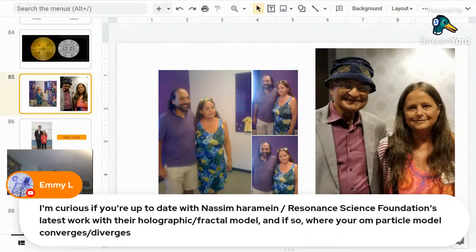Our models are not that different. He's taking a holographic geometric approach. His paper on the proton I thought was really interesting. I studied it and crunched the numbers, and the numbers worked out. Then he tried to do the same thing with the electron, but I haven't seen that paper yet. Hopefully someday I will.